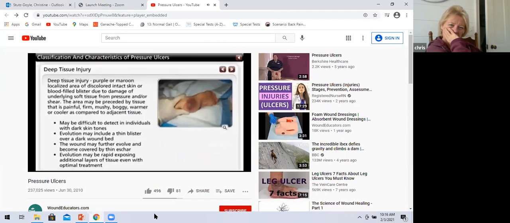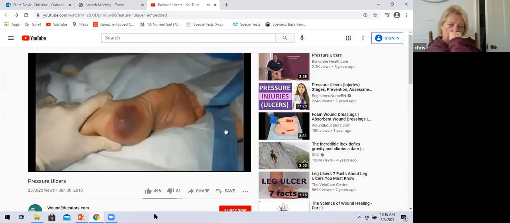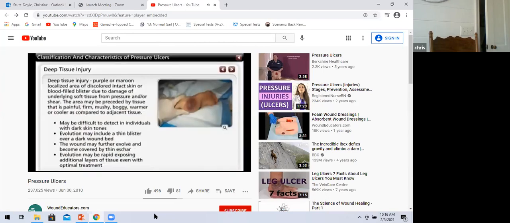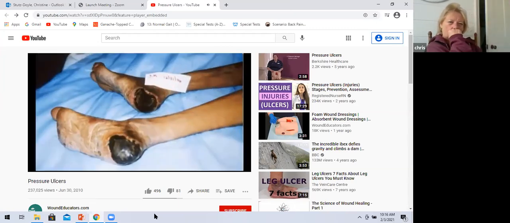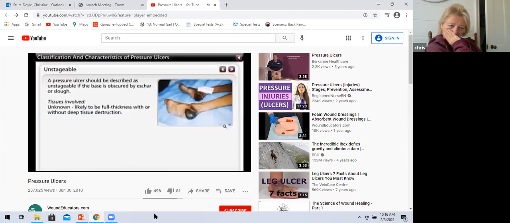Deep tissue injury is defined as a purple or maroon localized area of discolored intact skin or blood-filled blister due to damage of underlying soft tissue from pressure and or shear. The area may be preceded by tissue that is painful, firm, mushy, boggy, warmer, or cooler as compared to adjacent tissue. A pressure ulcer should be described as unstageable if the base is obscured by eschar or slough. Until enough slough and or eschar is removed to expose the base of the wound, neither the true depth nor the stage can be determined.